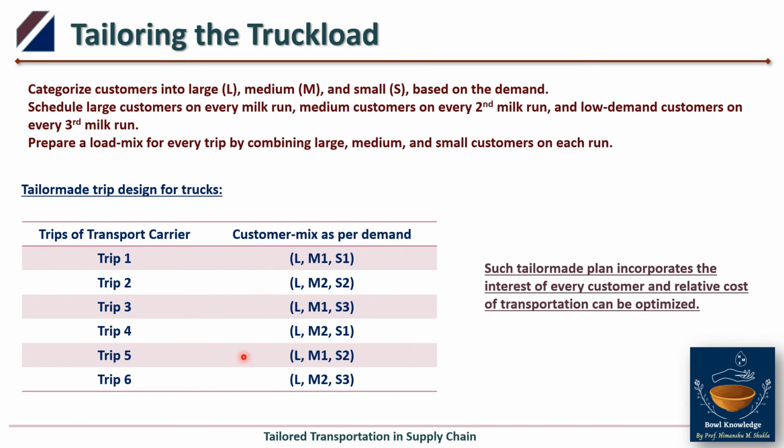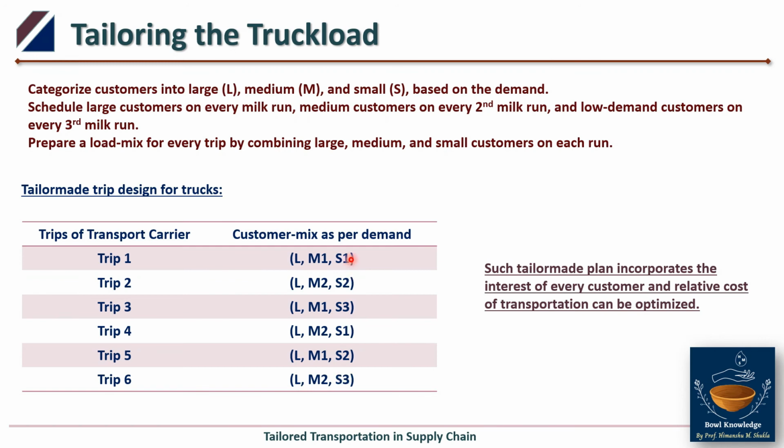Okay, you can see here. So for trip 1, or we can say day 1, there will be large customer, then M1, then S1. Then दूसरे दिन M2 की बारी, तीसरे दिन फिर से M1 की बारी. तो ये हो गया alternate days. The condition is satisfied. Okay, so large is daily. You can see here. Then M1, M2 is alternate days, and S1, S2, S3 is every 3 days.